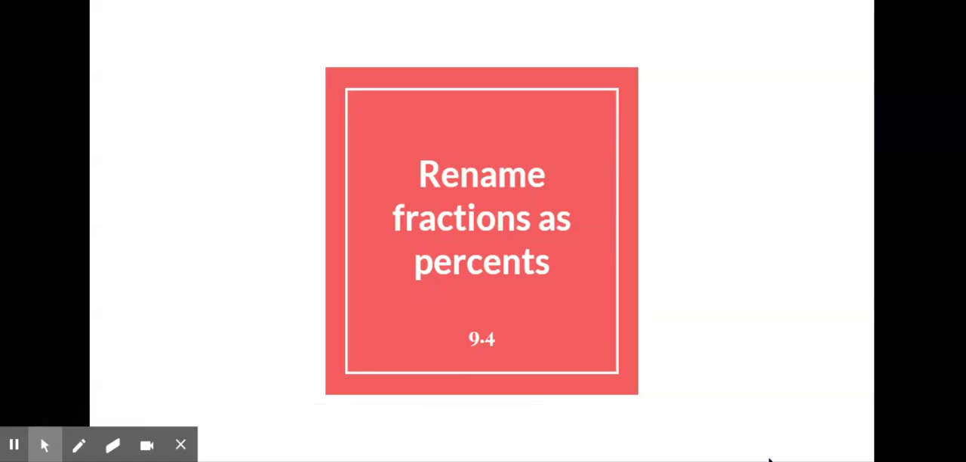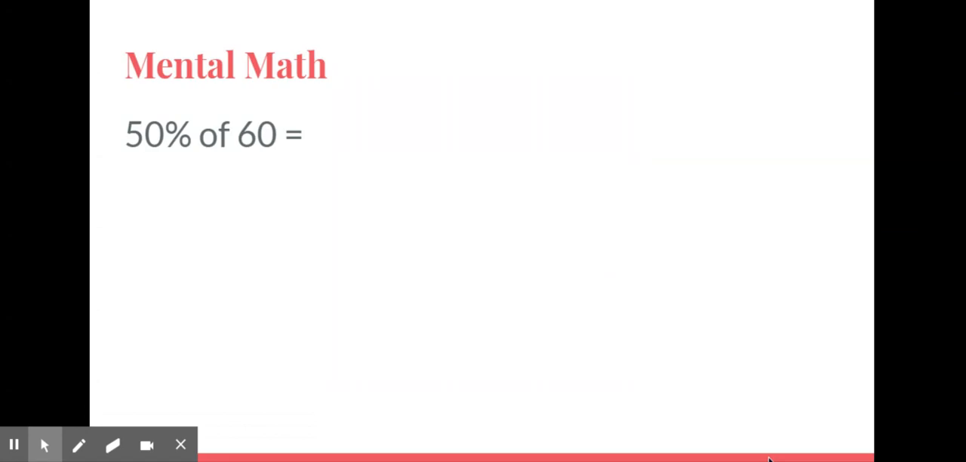Hey, fourth graders. Today we're going to take a look at renaming fractions as percents. You will need a calculator later, so make sure you go grab that. We're going to start off with a little bit of mental math.